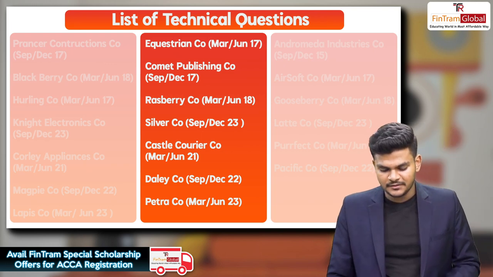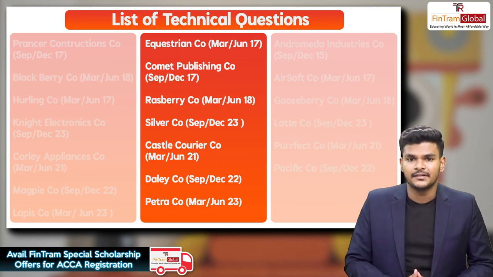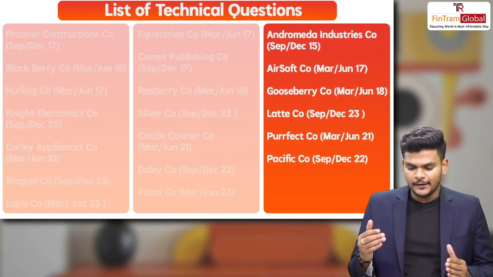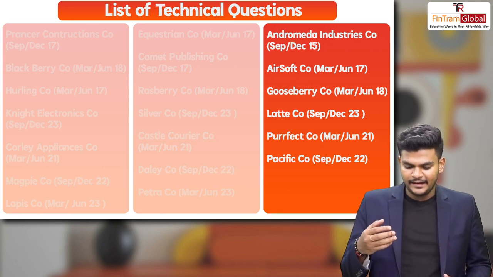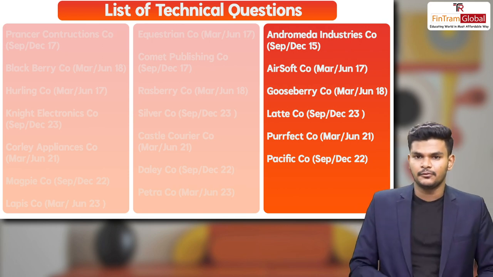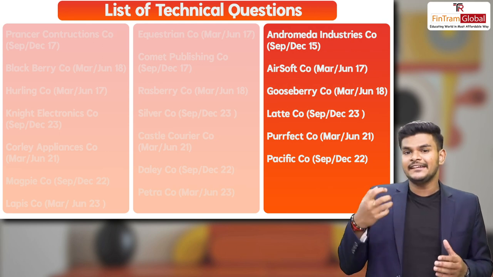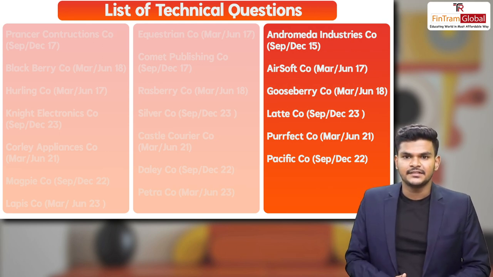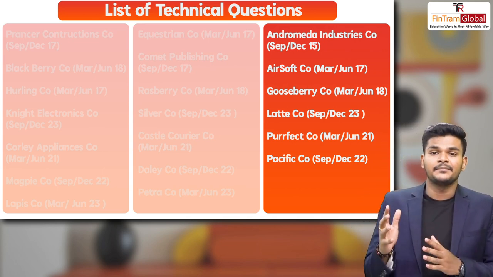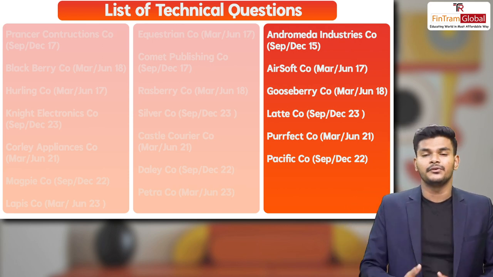And as for substantive procedures and questions in relation to other related topics, what I would suggest is these questions. Okay, folks, at least try to do Andromeda Industries Co., and then Airsoft Co., Gooseberry Co., Latte Co., and then Perfect as well as Pacific Co. as well. These questions cover a really wide variety of substantive procedures in relation to certain assertion specifics and accounts. So I would highly, highly recommend practicing these questions before you go to your upcoming exam.